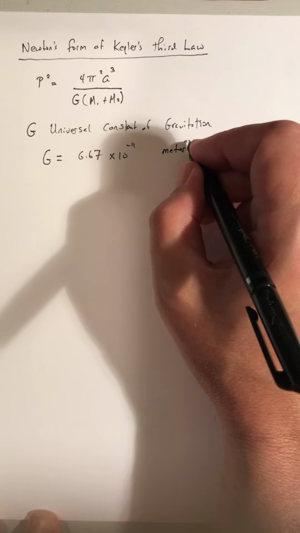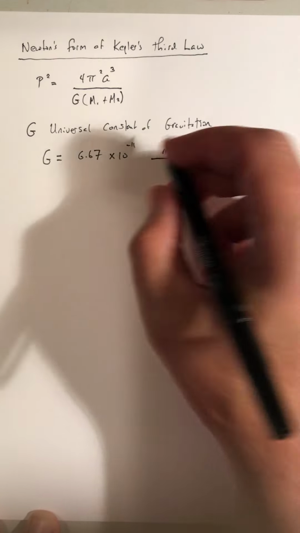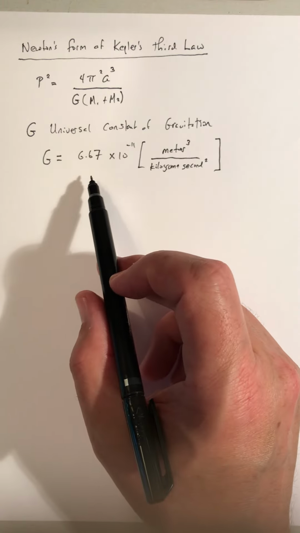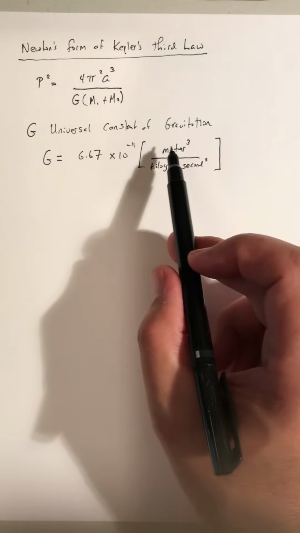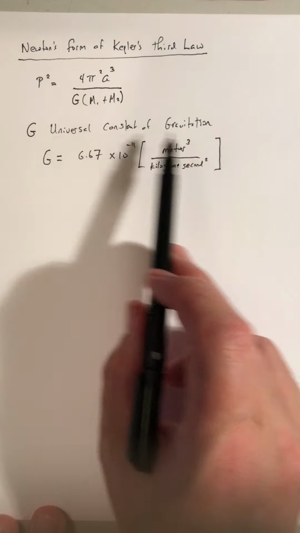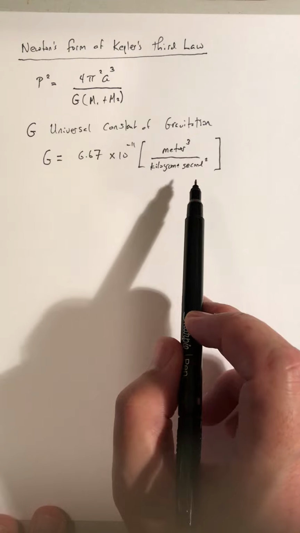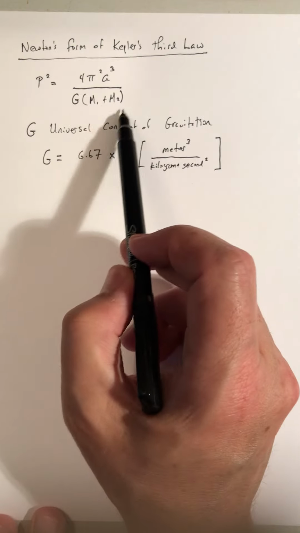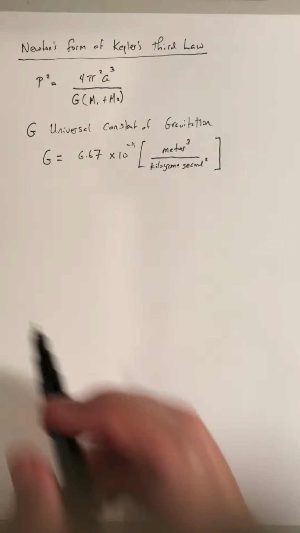So really, really a constant. And we are measuring things in kilograms, meters, and seconds. So if we do that, G takes the value 6.67 times 10 to the minus 11, in units of meters cubed per kilogram per second squared. And since G is taking this value, that is going to dictate what period has to be measured in, what semi-major axis has to be measured in, and what the combination of masses has to be measured in.